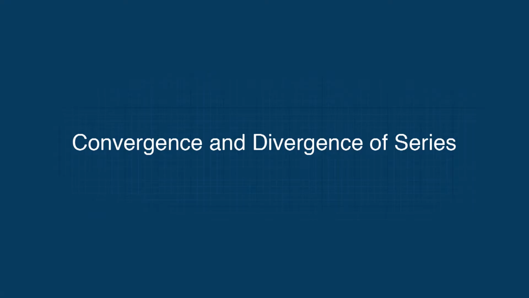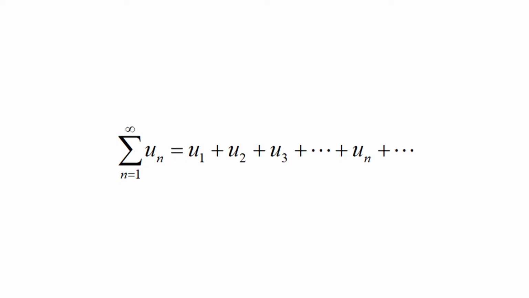Convergence and divergence of series. The convergence or divergence of a series is determined by examining the behavior of the sequence of partial sums of the series. Let sequence Sn be a sequence of partial sums of the series summation un, n from 1 to infinity, which is equal to u1 plus u2 plus u3 plus etc.